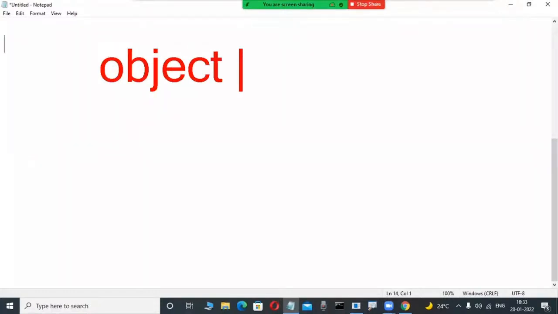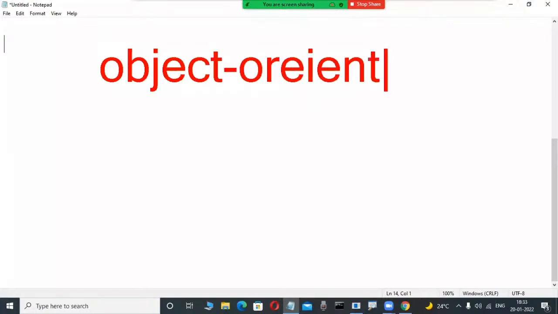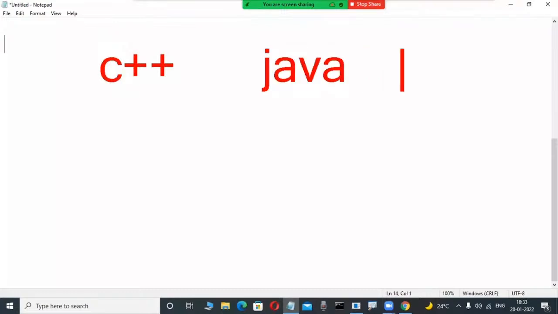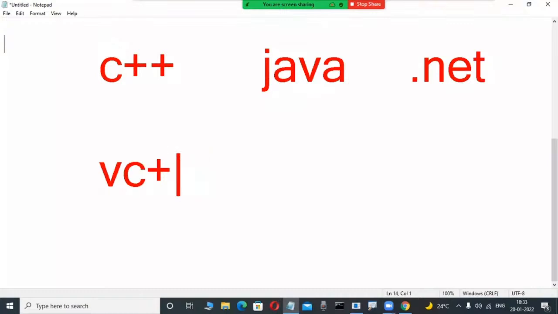Suppose there are so many object-oriented languages. Okay, a little bit of technical knowledge is there. Object-oriented languages exist worldwide. Maybe so many fellows have an idea. What are the object-oriented languages worldwide? C++ is an object-oriented language. Java is a popular object-oriented language. C# .NET is an object-oriented language. VC++ is an object-oriented language. So many object-oriented languages are there.